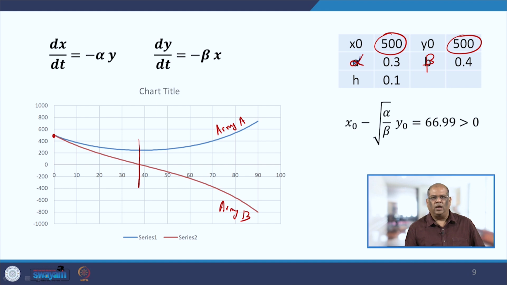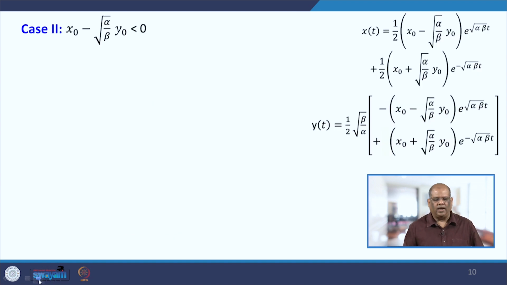So, as we have shown that the number of troops for army B will be 0 at some finite time. So, this is that finite time for which your army B becomes 0 and your army A still has this positive number, and you can see that it is growing. So, the numerical value confirms that this particular value x0 minus root of alpha by beta y0 is 66.99, which is positive, and hence the numerical result confirms the analytical results. Let us take the second case.